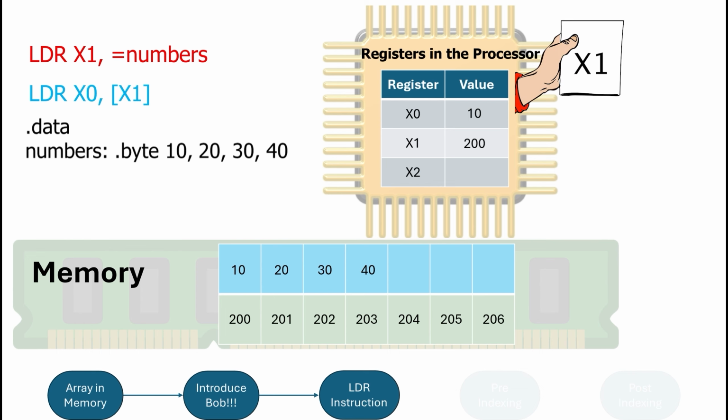Think of X1 as Bob's piece of paper. It doesn't store the package itself, but holds the address where the package is located. The square brackets in the next instruction indicate that X1 holds an address. When you execute that command, it tells the processor three things: go to the memory location stored in X1, retrieve the value from that address, and store it in X0. That's how the LDR instruction works.